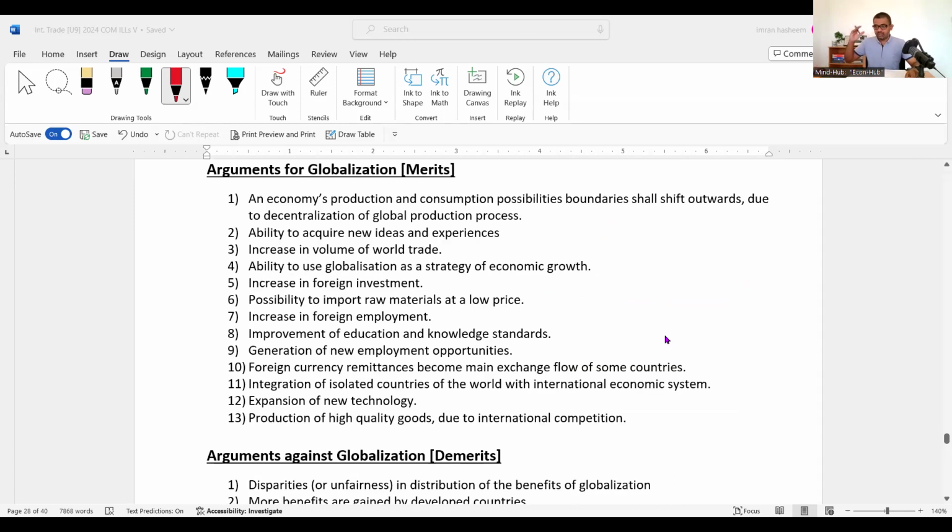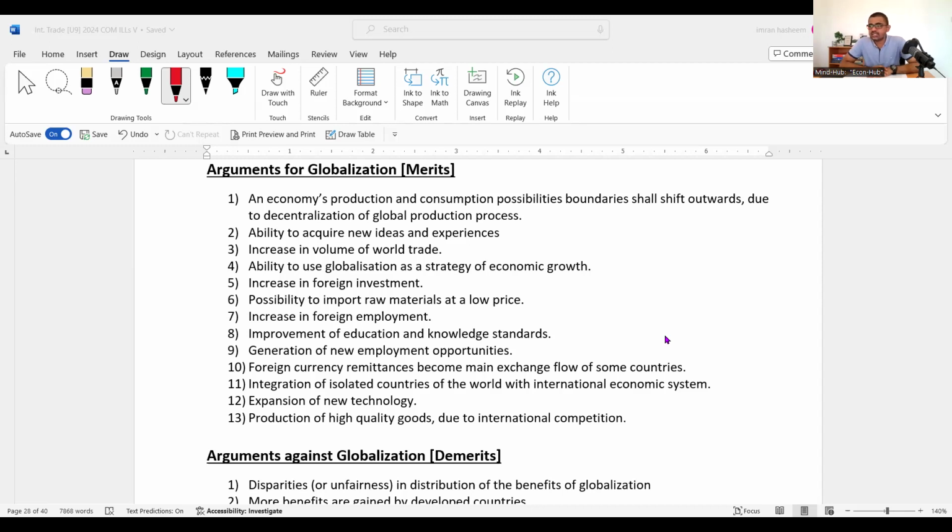Right. So I've given a bit of a lengthy list of merits of globalization. There are about 13 points. You need not try to remember all of them, but definitely 6, 7 or so points that you can argue in a question that these are the advantages.